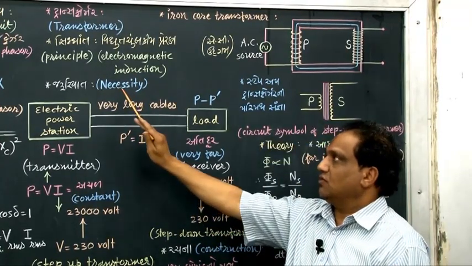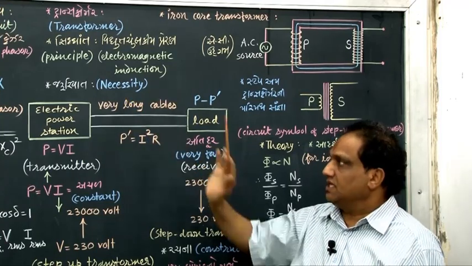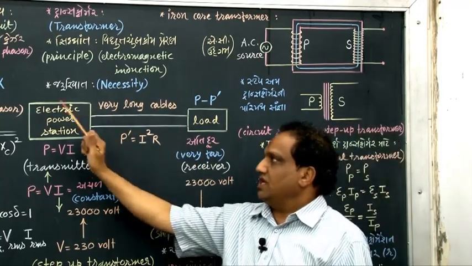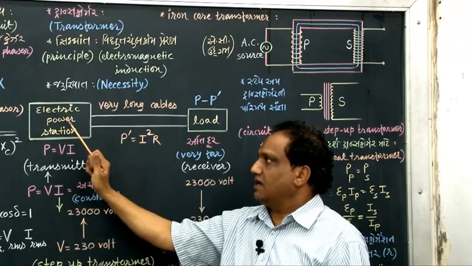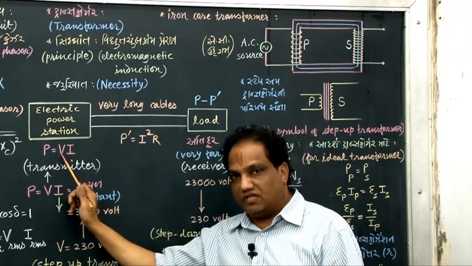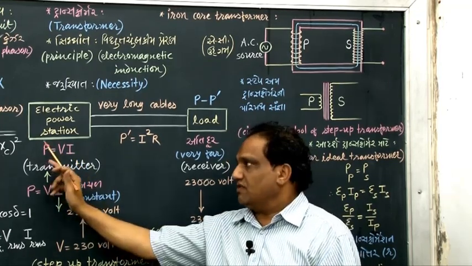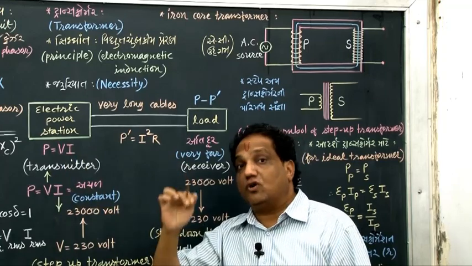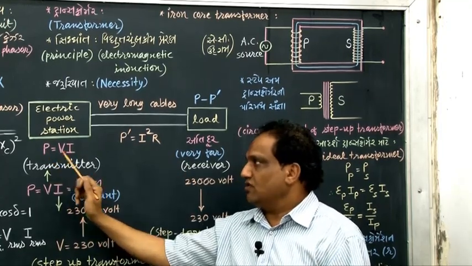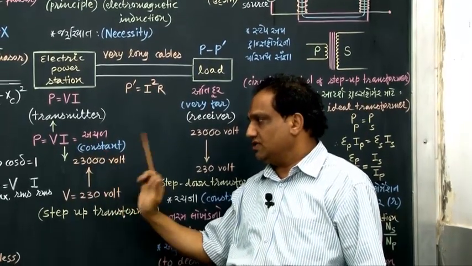First of all, let us try to understand what is the necessity of transformer. See the necessity. Suppose here we have some electric power station which generates electrical power at voltage V and it delivers current I. This power is generated at a constant rate. So P equals V into I is constant. P equals V into I remains constant.